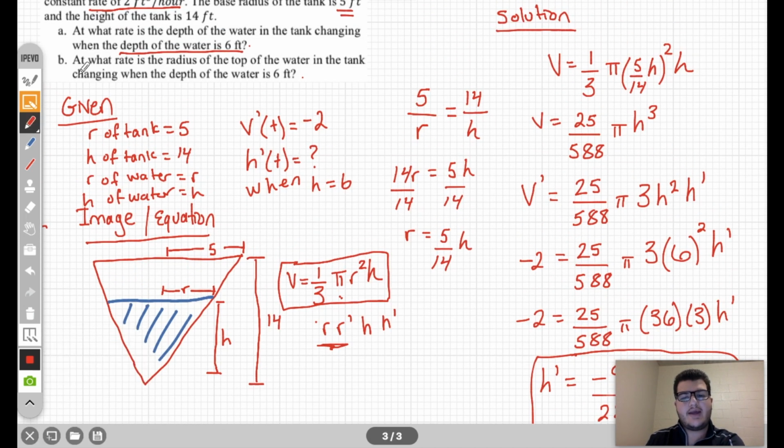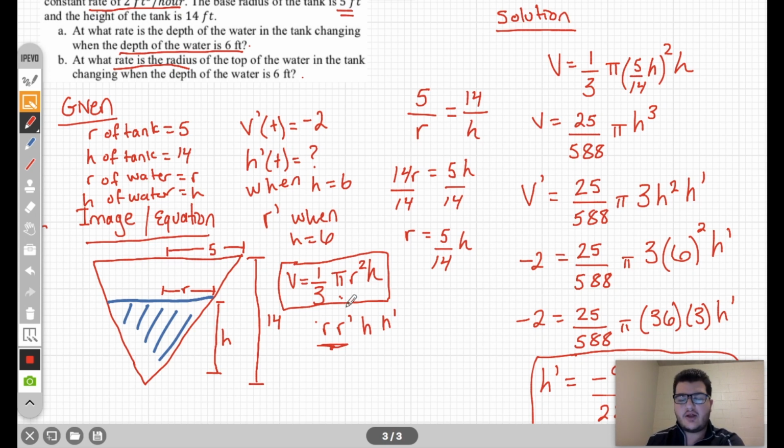In letter B, I'm asked, at what rate is the radius of the top of the water in the tank changing when the depth of the water is 6 feet? Well, now they want to know the r prime. R prime when h is 6, which is the rate of the radius when the height is 6. So how do I do that?